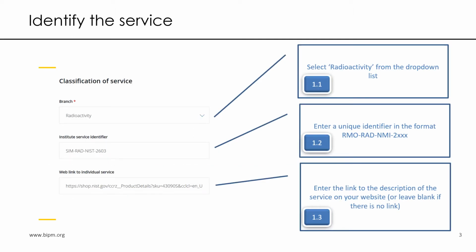Once you have logged into the KCDB, the first step is to select radioactivity as the branch, and then you enter a code for the claim. The code has the RMO, the acronym for your particular RMO, followed by RAD for radioactivity, then the acronym for your institute, and a four-digit code starting with the number 2. You can select any code that you like for that. And you can, if you wish, add a link to your website for more information on the service.